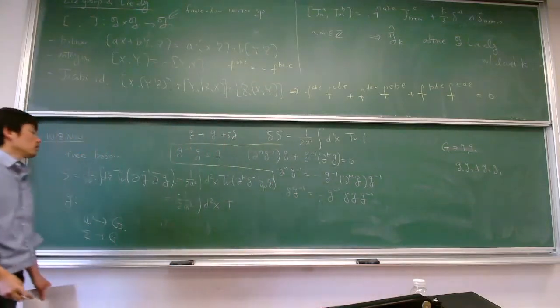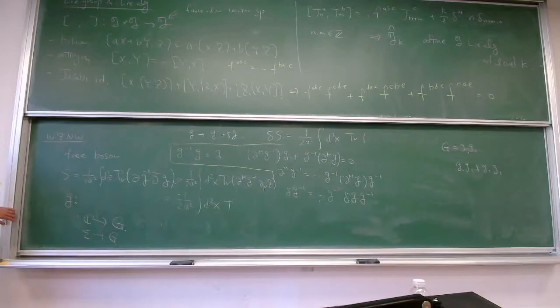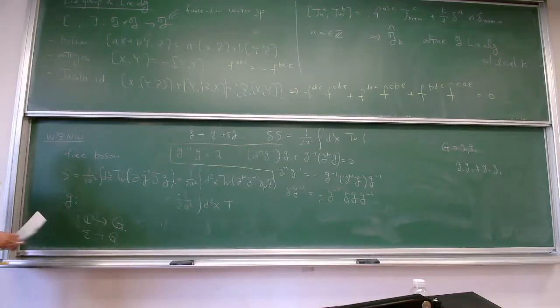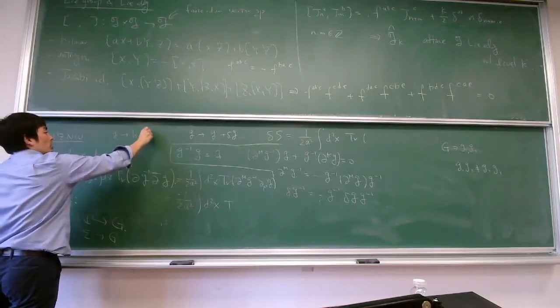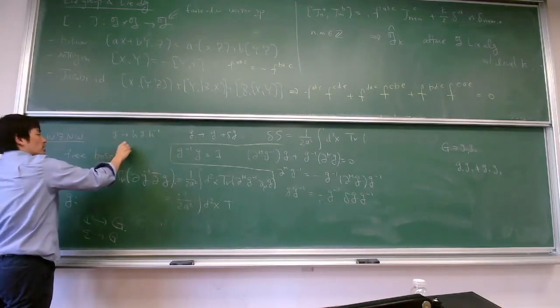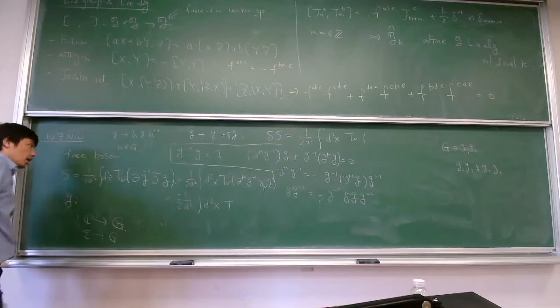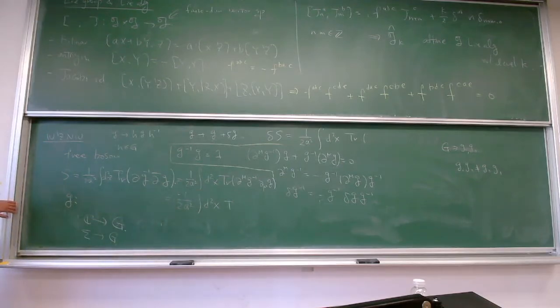So you have to define a gauge invariant action. Gauge invariant means G goes to G H inverse, where H is any group element. So this is the adjoint action, a gauge transformation, and in order for the action to be gauge invariant, this has to be the case.